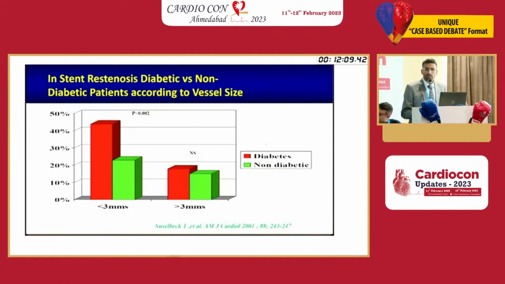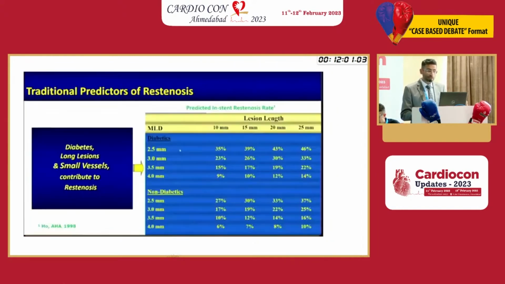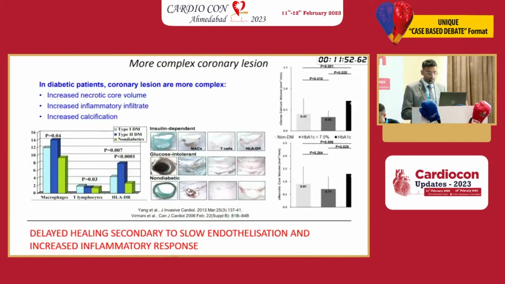So now with our considerable decades of knowledge, we know that in-stent restenosis is more common in diabetics, and more so if a stent is placed in a small vessel in a diabetic. As you can see, as your vessel size keeps decreasing, your chances of ISR keep increasing in a diabetic patient. Why does this happen in diabetics? Because the coronary lesions are more complex in diabetic patients. They have more necrotic core volume and delayed healing secondary to slow endothelialization and increased inflammatory response.